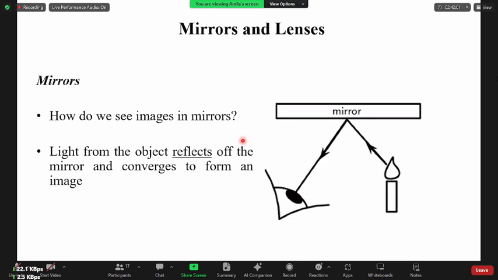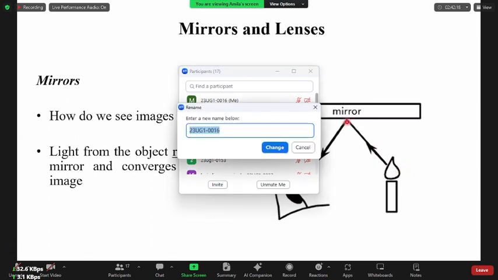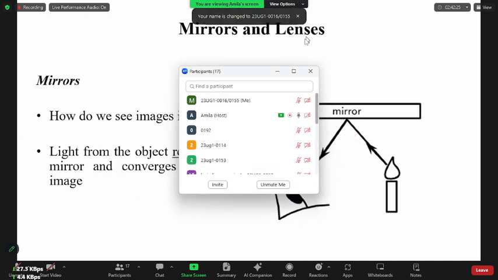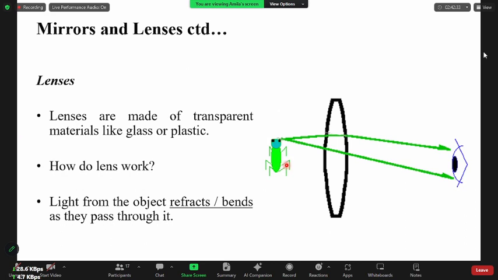It is from reflection. So here you can see, if you have a candle in front of the mirror, you can see the candle from the mirror, not from the other side. Why? Light from the object reflects off the mirror and converges to form an image. Right? So that is how you can see from mirrors. So mirrors support reflection.